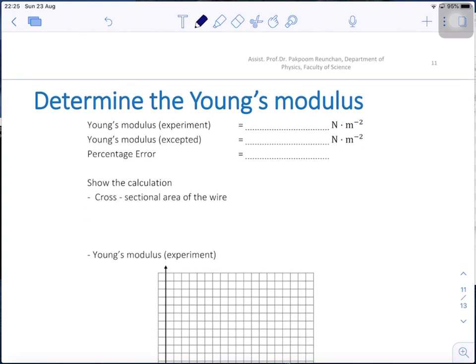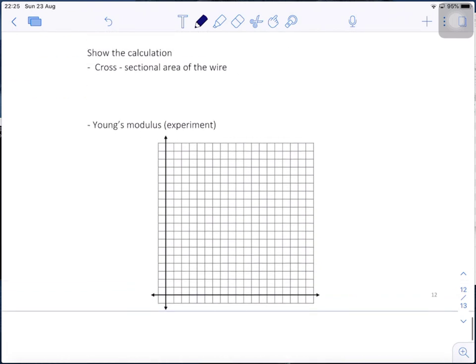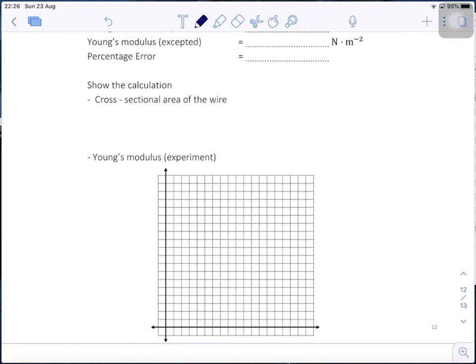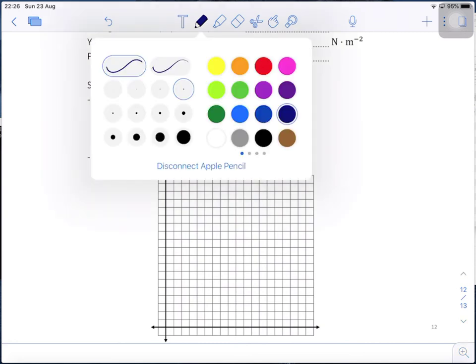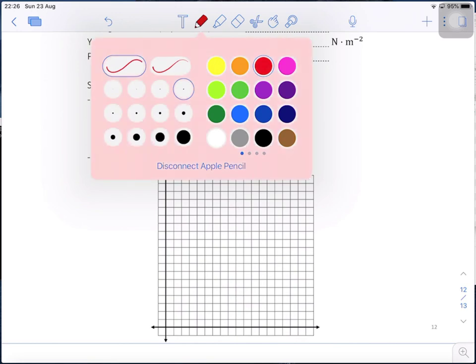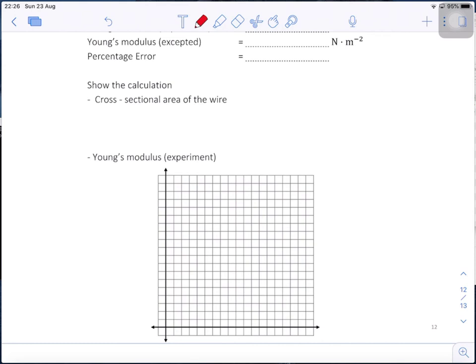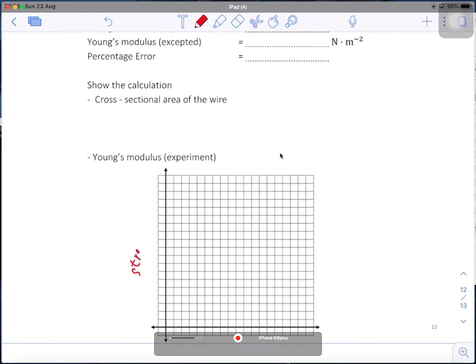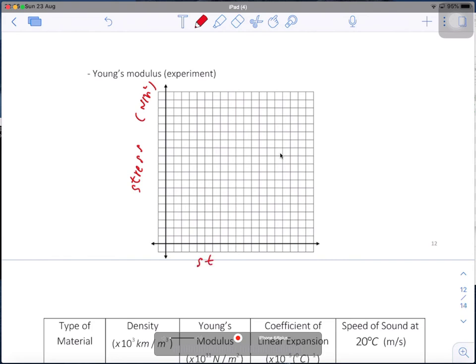Okay, so finally you can plot the graph using the space below and write down the title of the axis. For example, you can have this like stress, right? Stress has a unit of Newton per meter square, and this is strain. Strain doesn't have a unit, and then you might get the data like this.